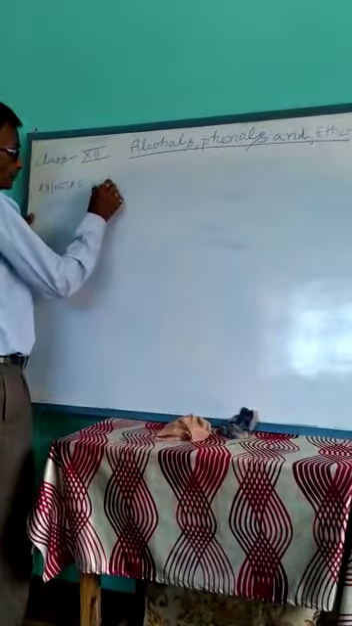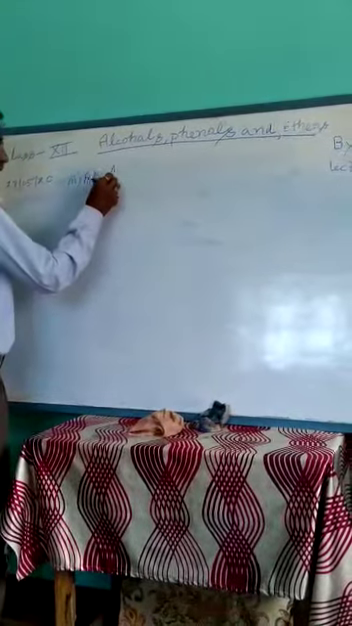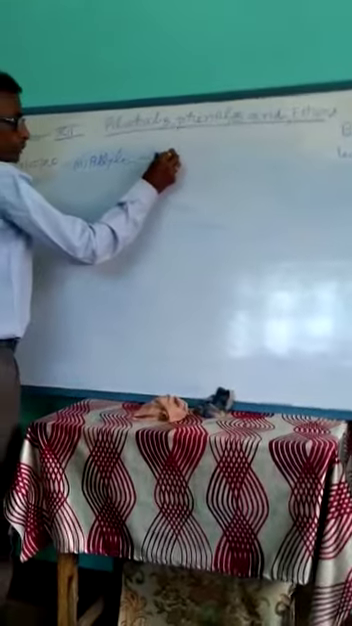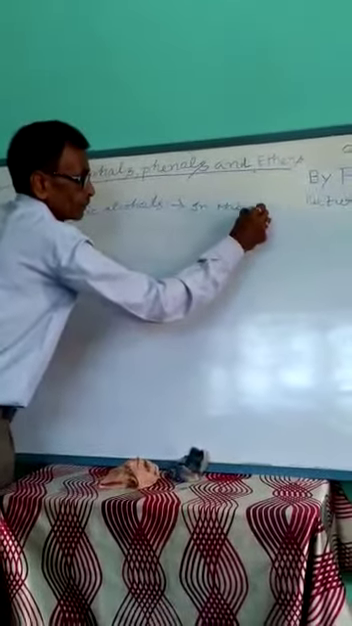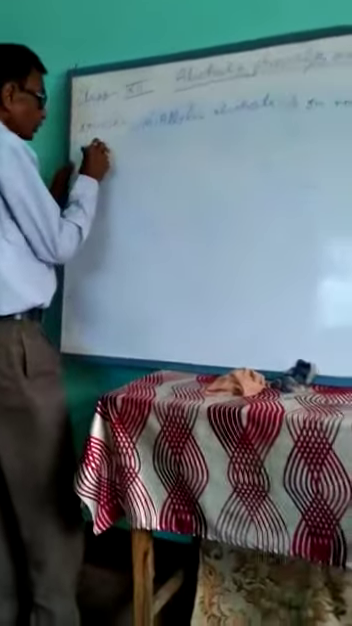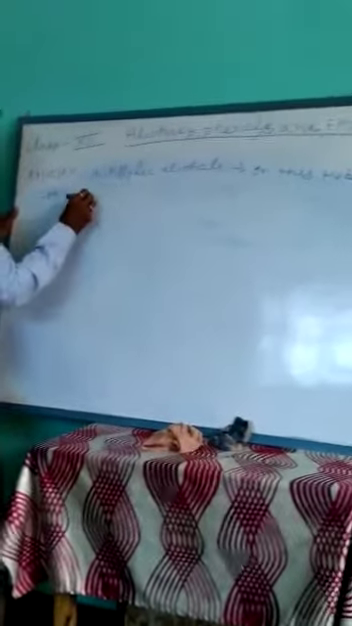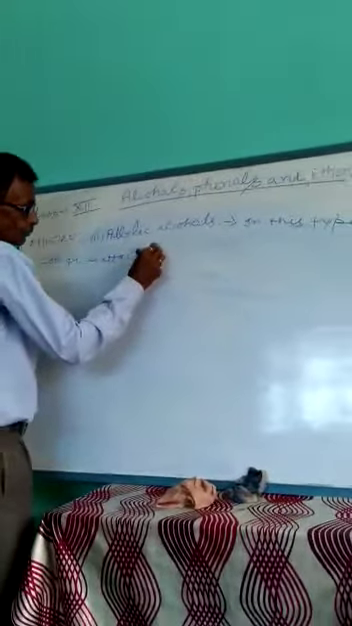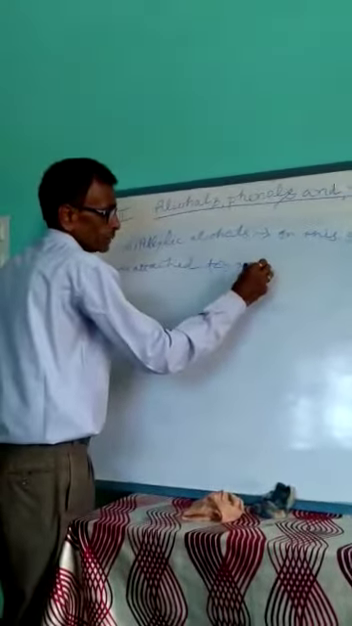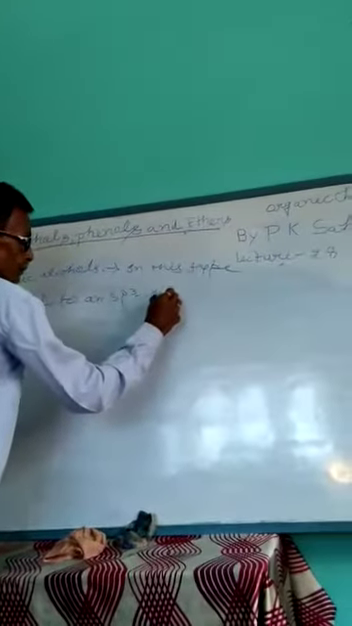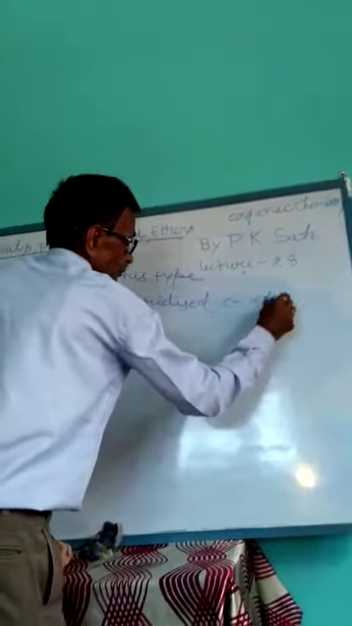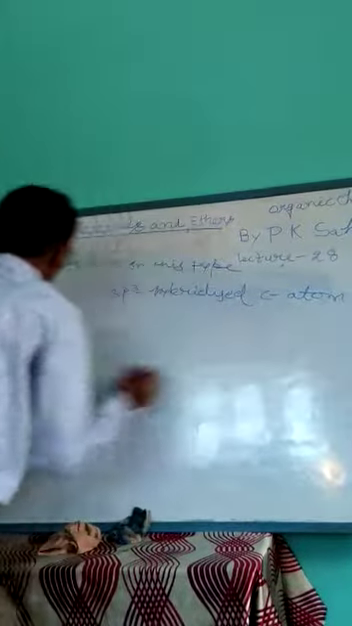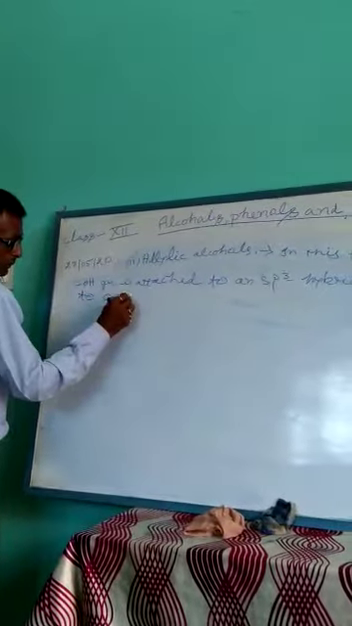Second is your allylic alcohol. In this type, hydroxy group is attached to an sp3 hybridized carbon atom next to carbon-carbon double bond.